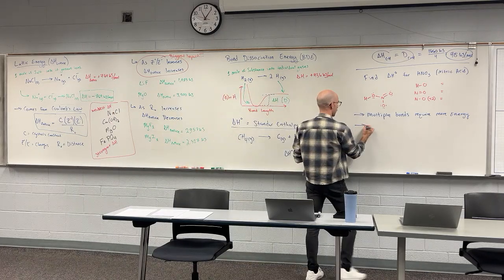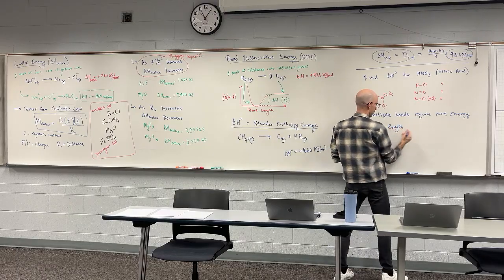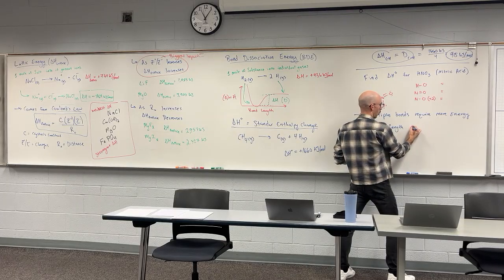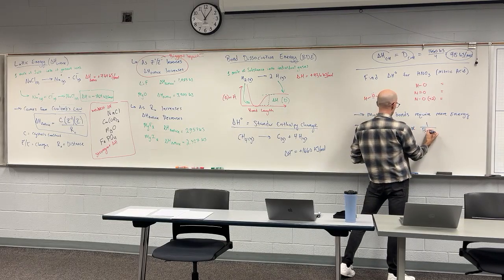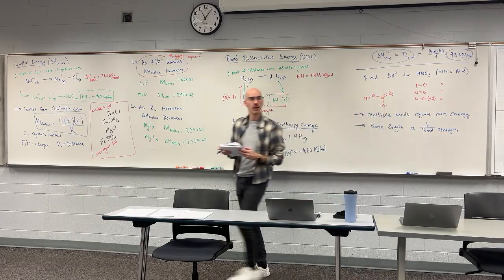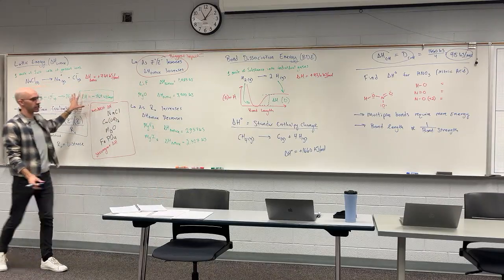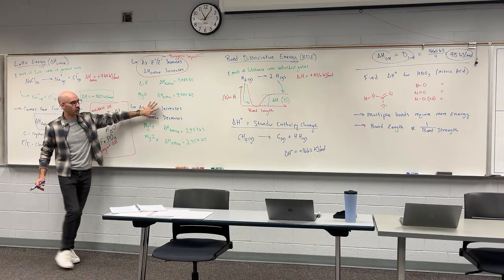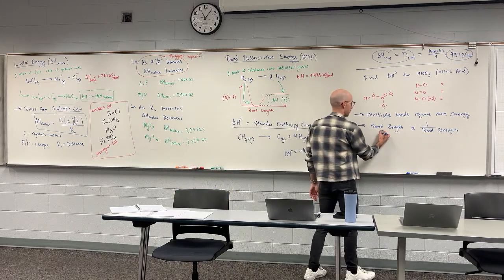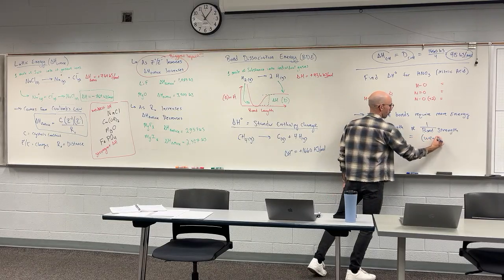And similarly, the bond length is inversely proportional to the bond strength, proportional to 1 over the bond strength. The longer the bond, the weaker the bond. That actually goes back to what we said about lattice energy. The larger the distance, the weaker. The longer the bond, the weaker the bond. Longer equals weaker.